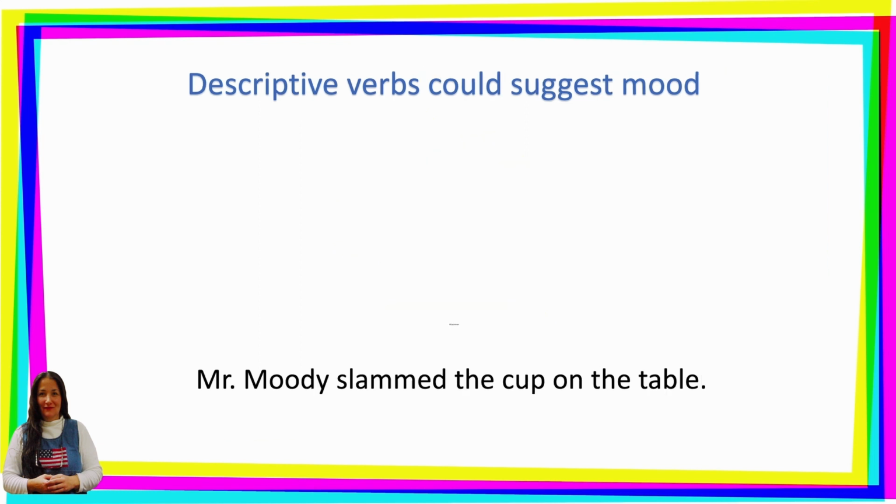Descriptive verbs can suggest mood. Mr. Moody slammed the cup on the table. You can see, he slammed it. He was in a bad mood.